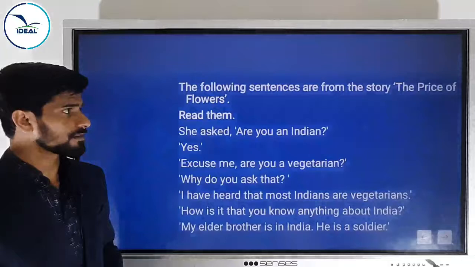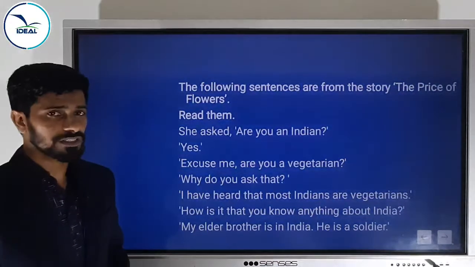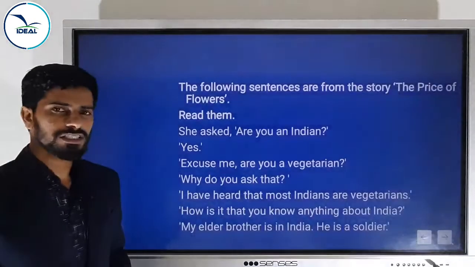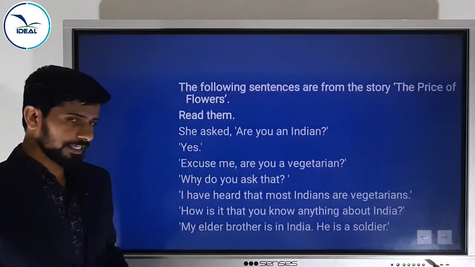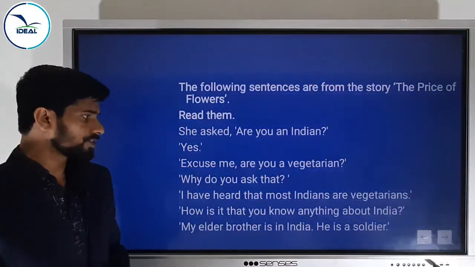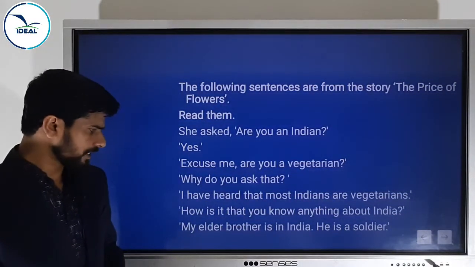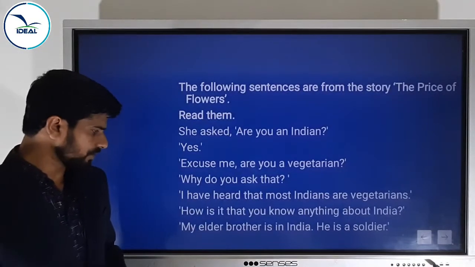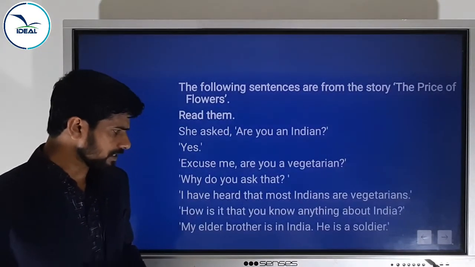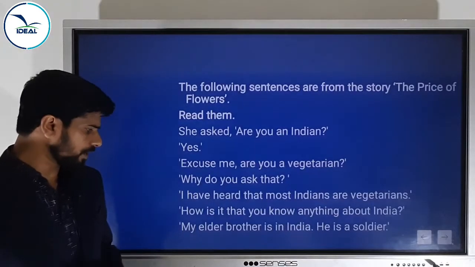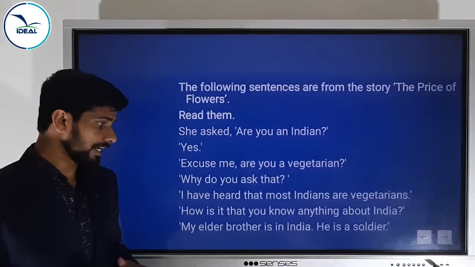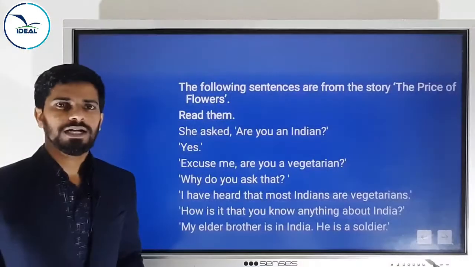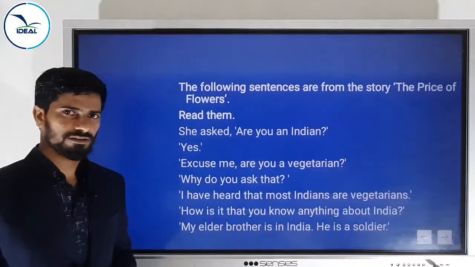The following sentences are from the story The Price of Flowers. You all are very well aware of this story. Read them. She asked, are you an Indian? Yes. Excuse me, are you a vegetarian? Why do you ask that? I have heard that most Indians are vegetarians. How is it that you know anything about India? My elder brother is in India. He is a soldier. So you all know this conversation. This is between Gupta and Maggie, right?